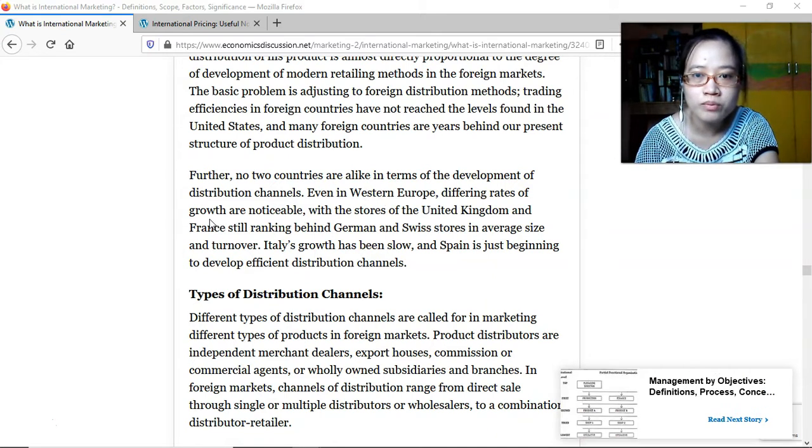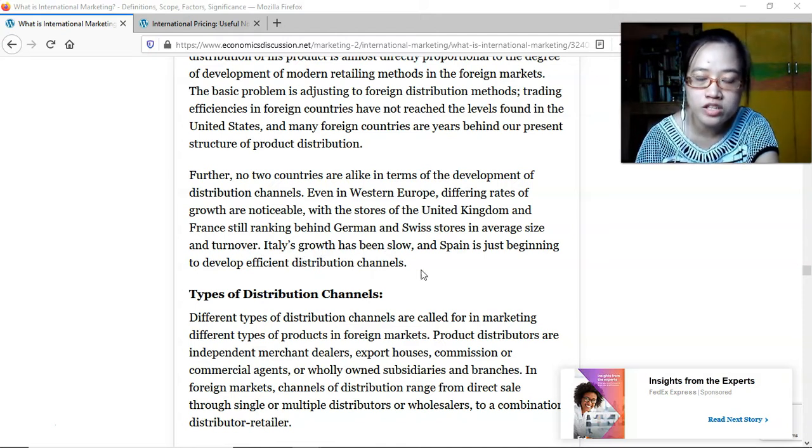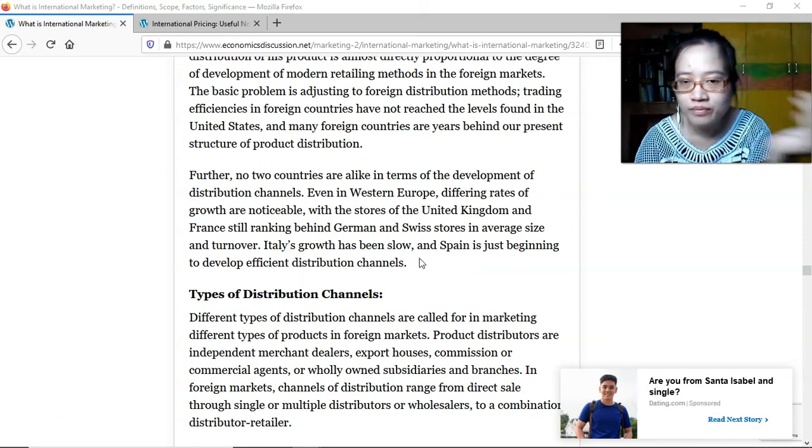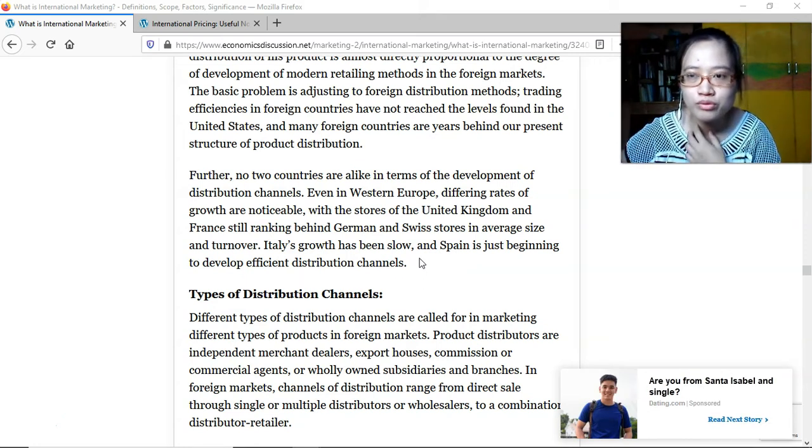Even in Western Europe, differing rates of growth are noticeable, with the stores of the UK and France still ranking behind German and Swiss stores in average size and turnover. Italy's growth has been slow, and Spain is just beginning to develop efficient distribution channels. Okay, this is what I've mentioned before.